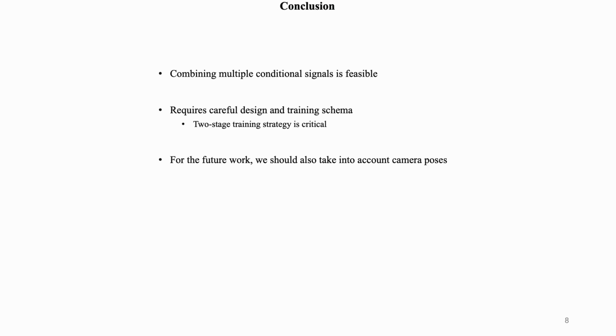Here are our conclusions. First, combining multiple condition signals is feasible, but it requires careful design and training scheme. And for future work, we should also consider the camera pose.